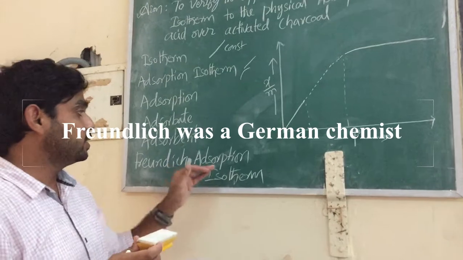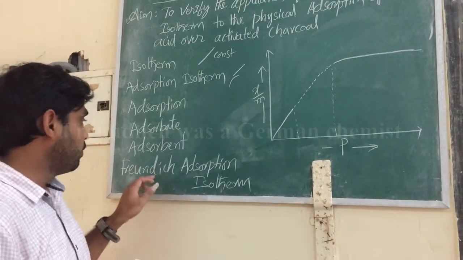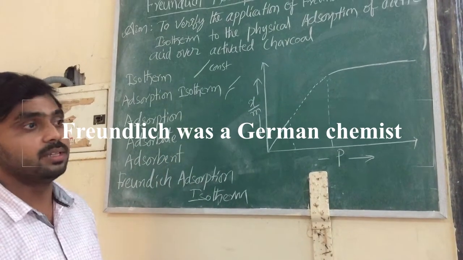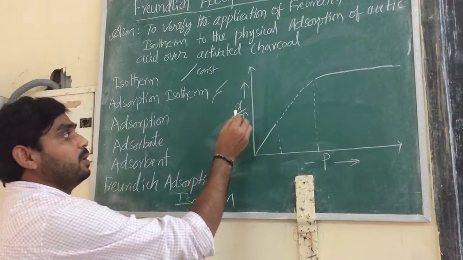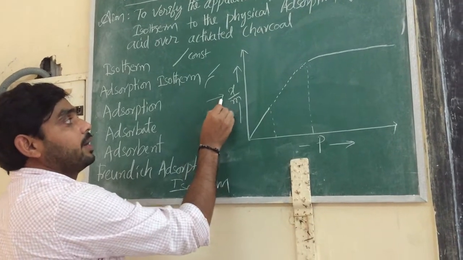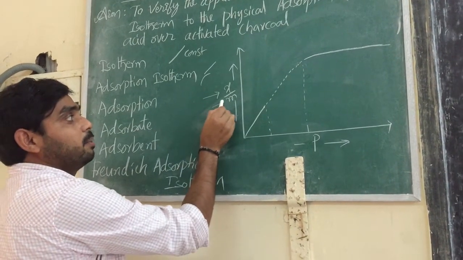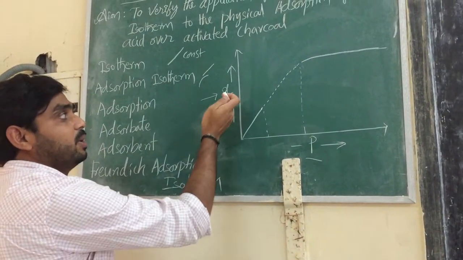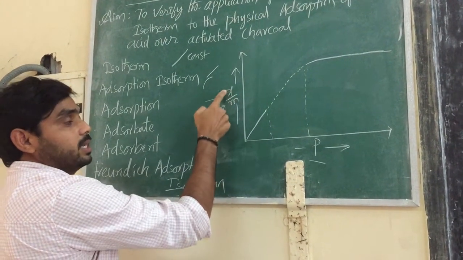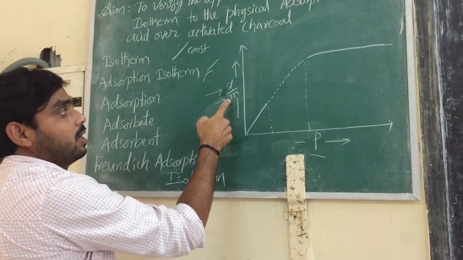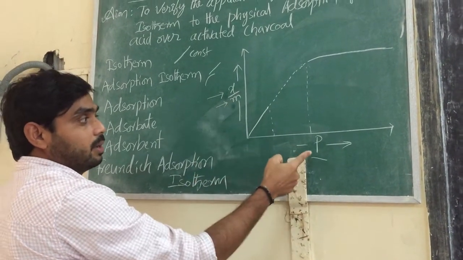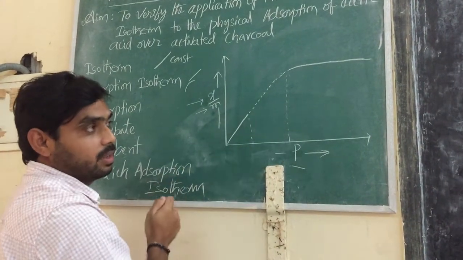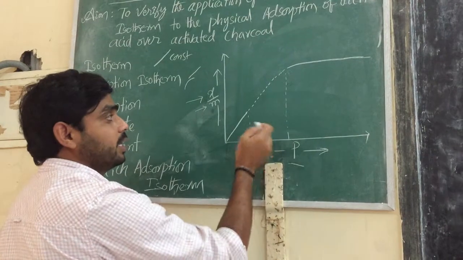Now, Freundlich adsorption. What is Freundlich adsorption? Freundlich is a German physicist. He did a lot of research on gas adsorption on solids. He gave a relation between the quantity of gas, that is X, adsorbed per unit mass of solid, that is M, and pressure. This is the relation. According to his research work, he got this curve. Let us see what it indicates.